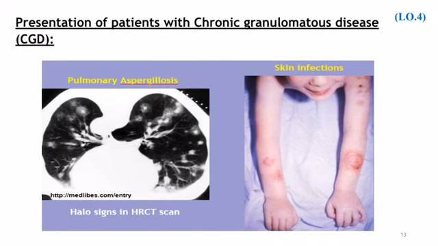The presentation of patients with chronic granulomatous disease: CGD has skin infection, and they may have primary aspergillosis, characterized by halo signs, as seen on a CT scan of the lung. I'm not going to go through this in detail because you will take it in the medicine lecture.